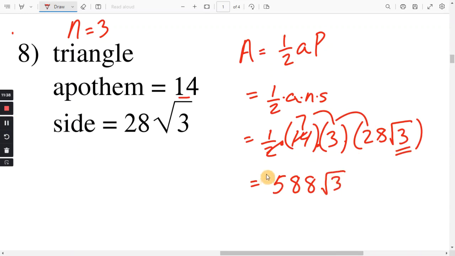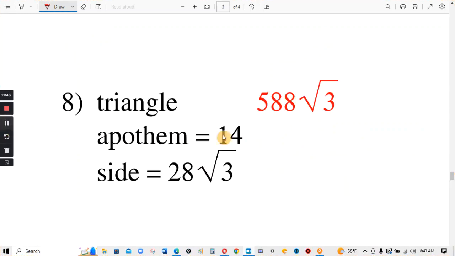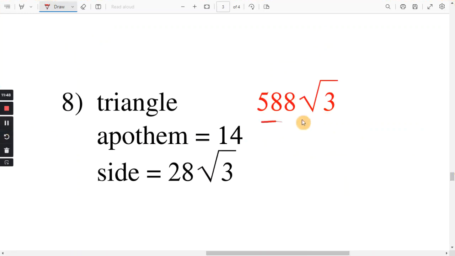Okay, so you don't multiply it through. You leave it as is because they said simplest form. All right, and you can check your answers on pages 3 and 4.